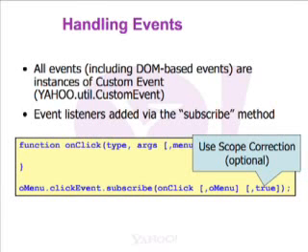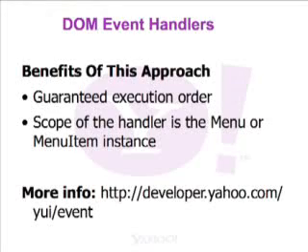And if you pass true, what that means is that it'll change the scope of your this to be whatever object it is that you passed in as that second argument. So in this case, I've passed my menu to subscribe, meaning that my this inside the scope of my click event handler will refer to my menu instance.